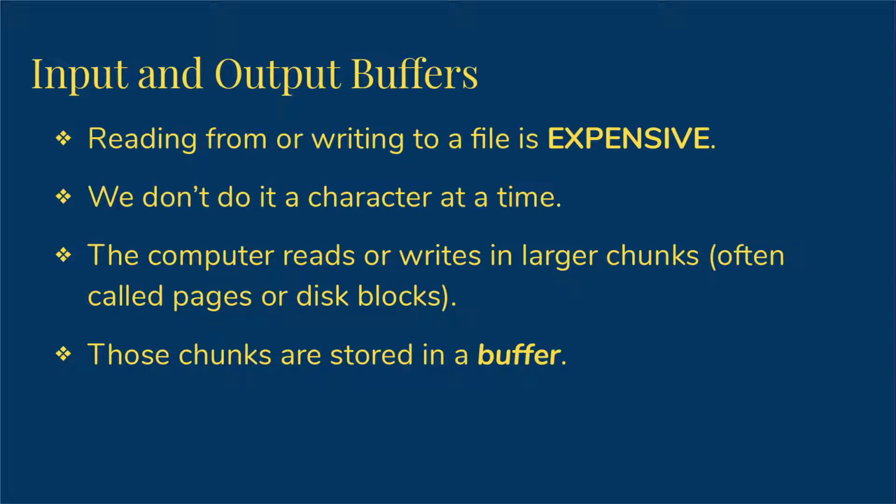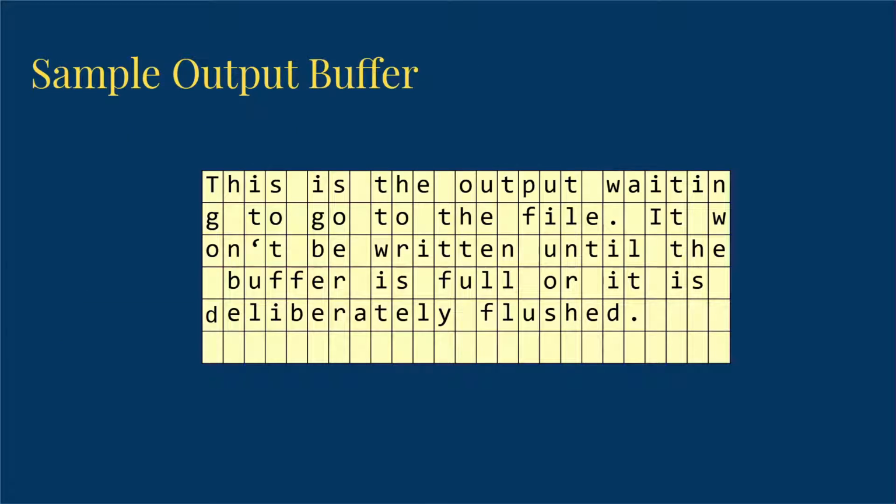The same kind of thing happens when we write to a file. We're actually writing each item to an output buffer. Now here's the tricky part. The output buffer will only get written to the file when it fills up completely or when the program tells it to write what it has out to the file. We call that flushing the buffer because the buffer is emptied out to the file.